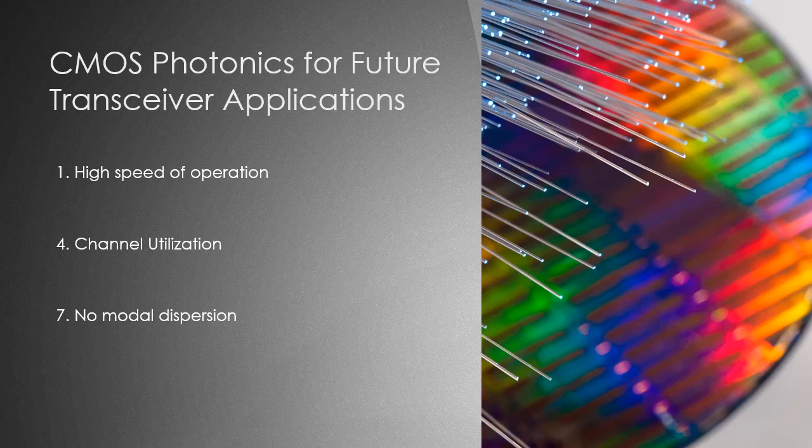So point one, high speed of operation. CMOS photonic devices are capable of operating at high speeds in excess of 10 gigabits per second. Point two, channel utilization. CMOS photonics is advantageous in terms of channel capacity, which will allow it to lead industry in terms of channel utilization. And then point three, no modal dispersion. CMOS photonic devices have higher reach in terms of meters as the single mode fiber, which is used, removes modal dispersion.